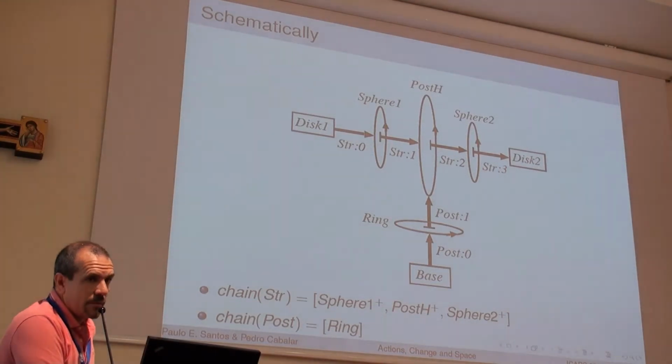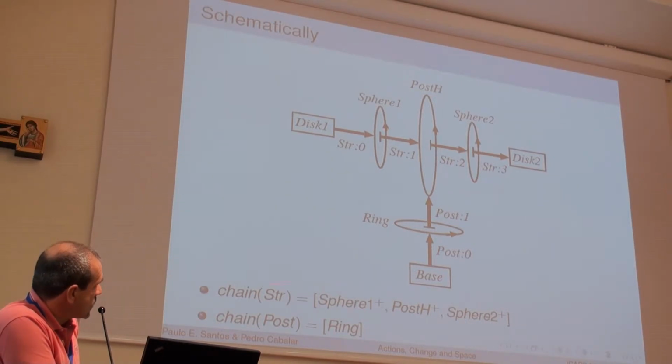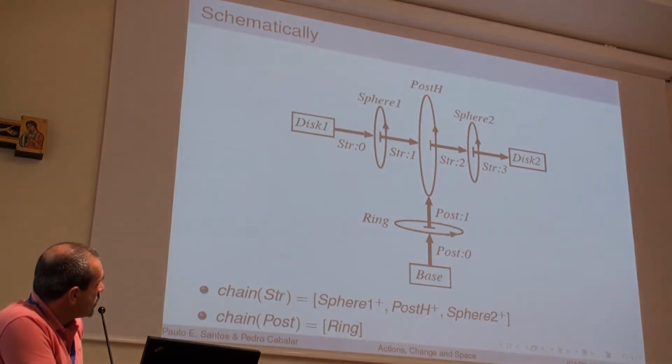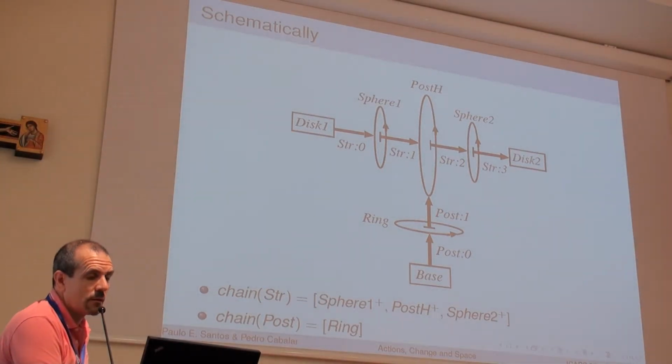We use this kind of schematic representations. So for instance here you have the string is crossing this sphere, the post hole and this other sphere, whereas the post is crossing the ring. So the post is also a long object, although it is rigid instead of flexible.